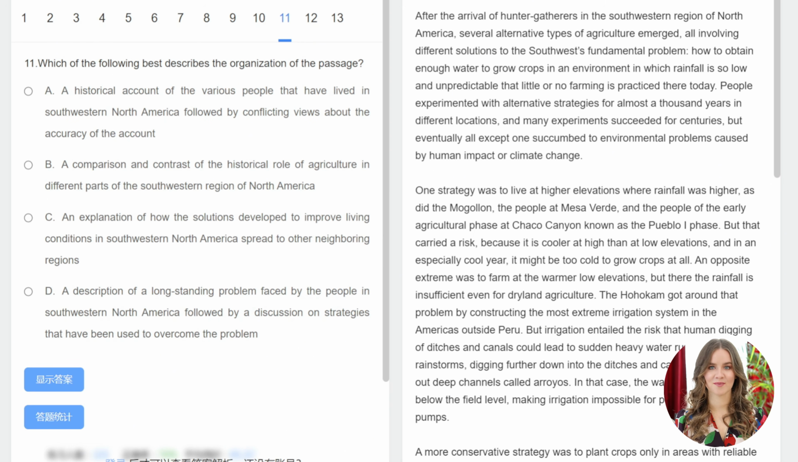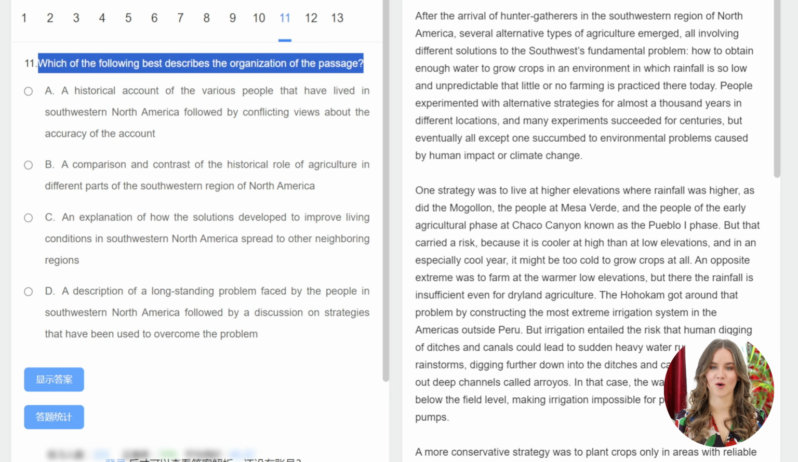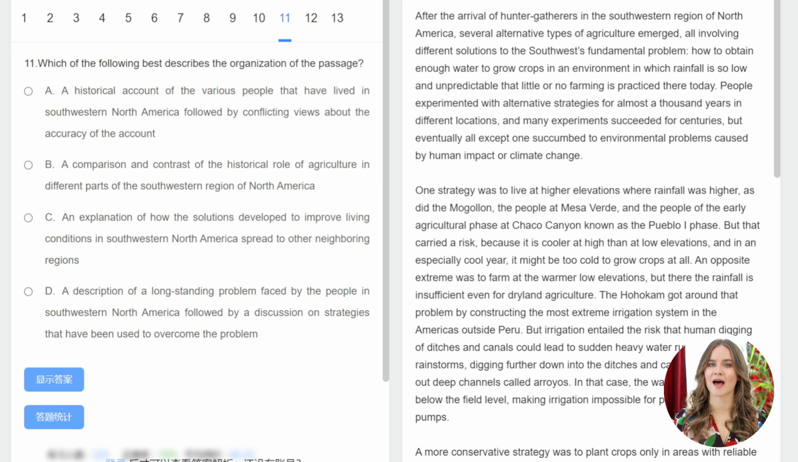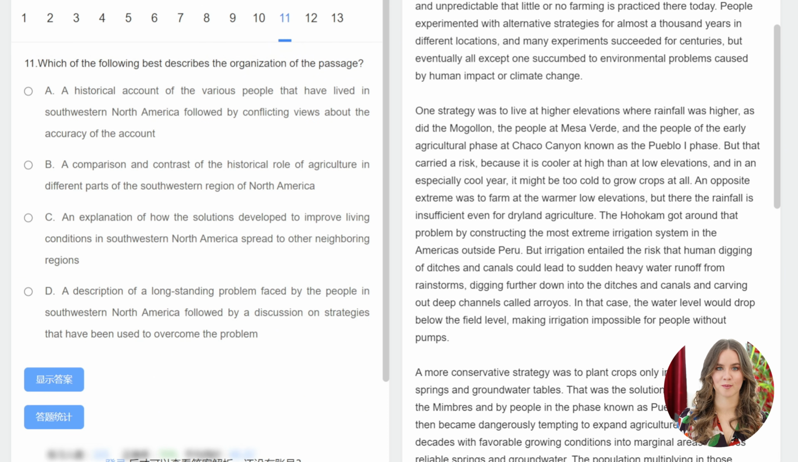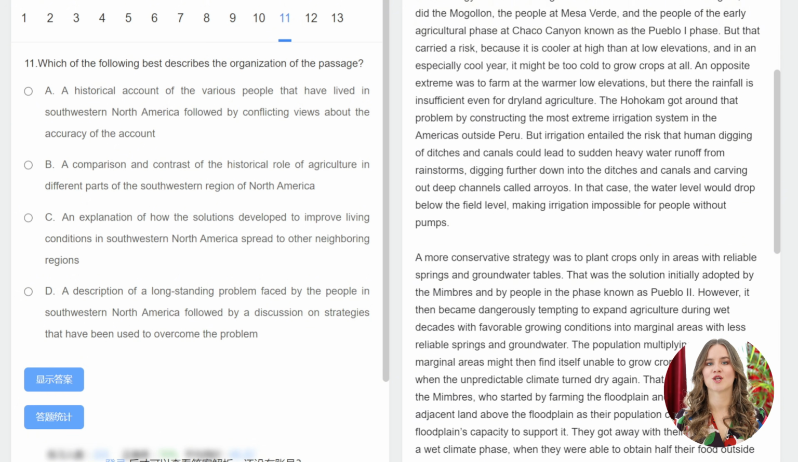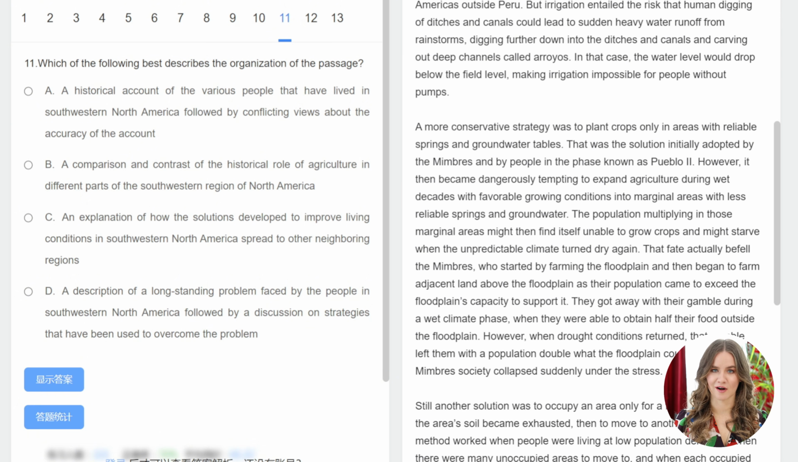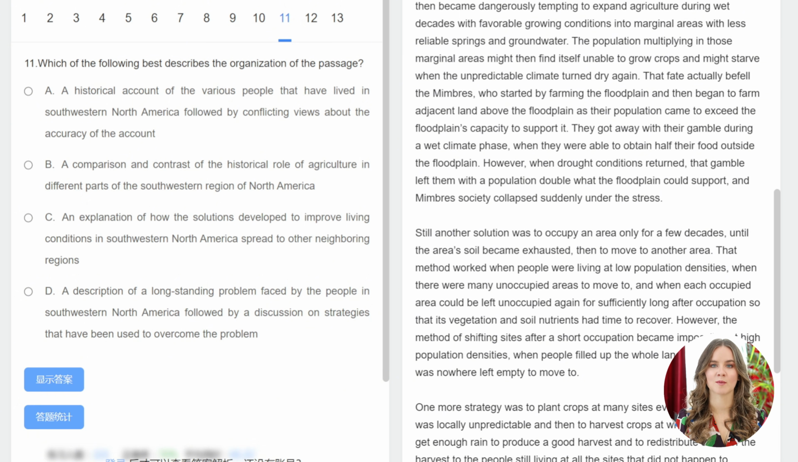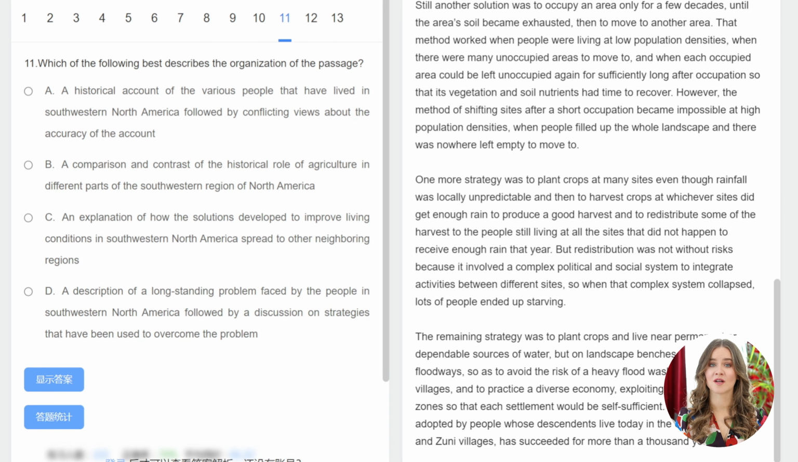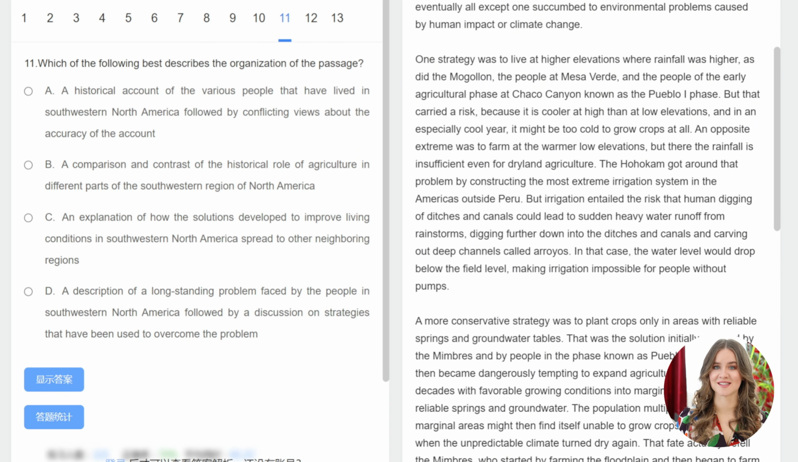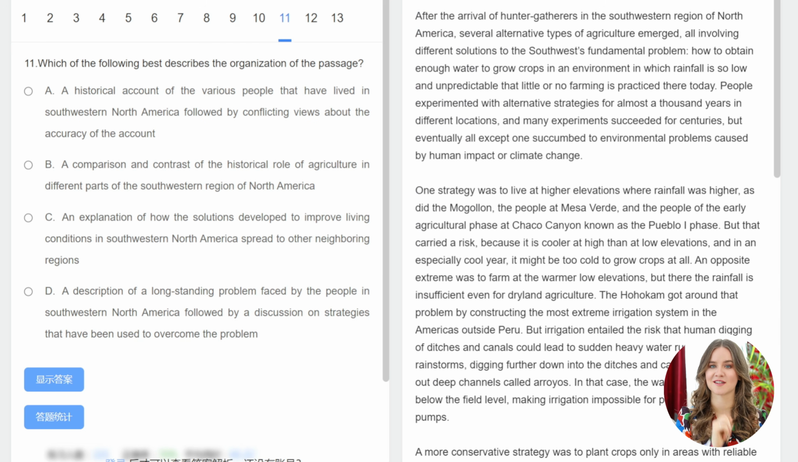Question 11. Which of the following best describes the organization of the passage? This is a very good question because it asks us to look at the whole text and analyze how it is structured. To answer this question, you want to quickly skim through each paragraph and recall its main idea. It might seem challenging, but remember, you've already answered all the previous questions, so you have a solid understanding of the text. Besides, you don't need to read everything. Usually, just the beginning of each paragraph is enough.